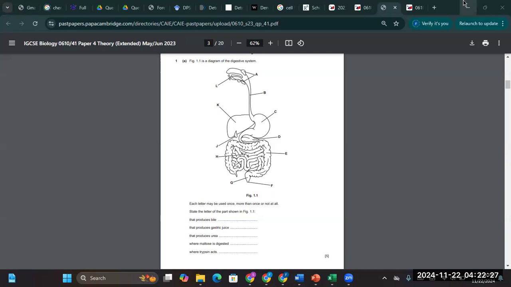I think I know the answers. All right. Okay. So the first one, where bile is produced, I think it's the gallbladder.